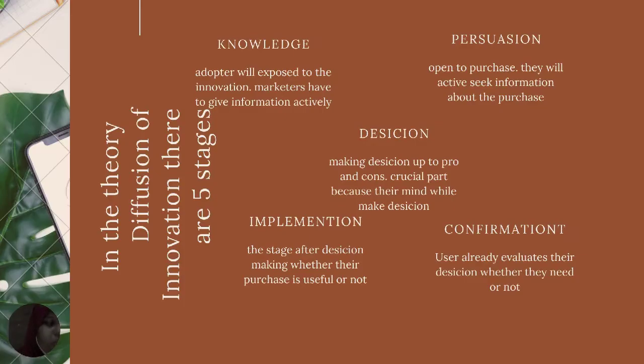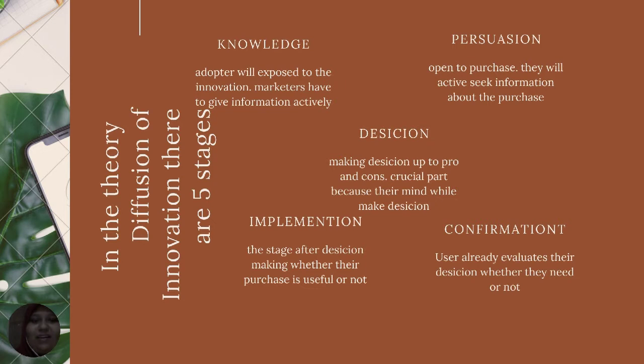General purpose of theory. In the diffusion of innovation theory, there are 5 stages. The first one is knowledge. Adopters are exposed to the innovation. Marketers have to give information actively. The second one is persuasion. In this process, they will actively seek information about the innovation. The third one is decision. Making a decision after weighing the pros and cons.